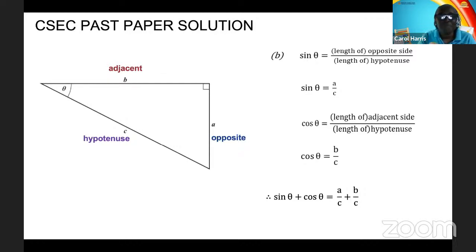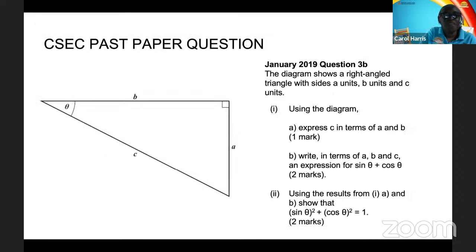Oh, sorry, miss. Could I see the question that we're solving, please? If you could go back. You want to get a screenshot of it? No, miss, I don't remember what it asked. Take a screenshot quickly. That's it. They asked us to write in terms of A, B, and C an expression for sine theta plus cos theta. Oh, okay, miss. Thank you. So it would be good if you can take a screenshot, everybody, so you know what we're doing bit by bit.